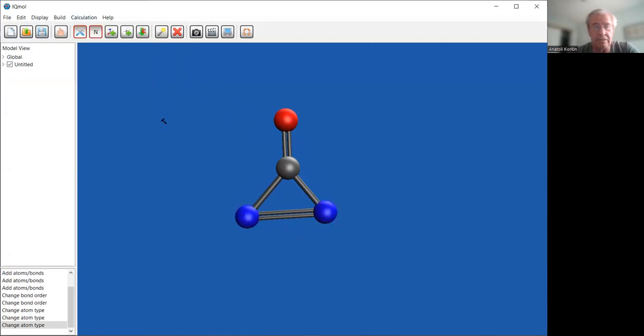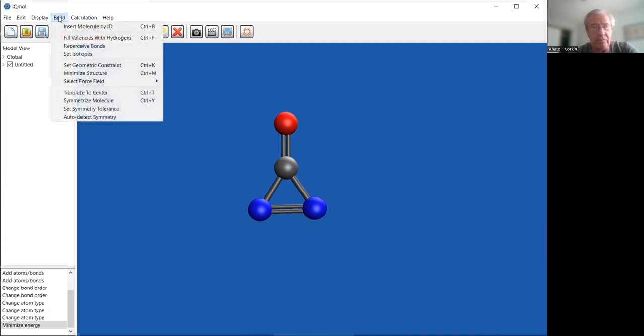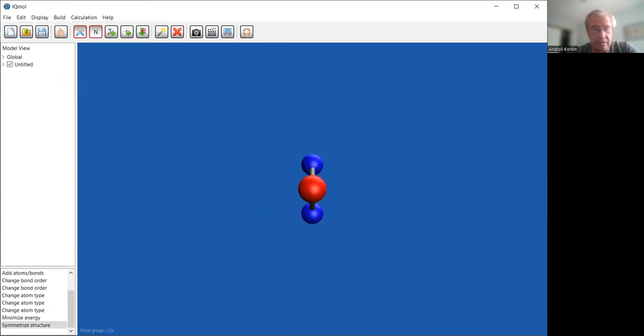Now let's do a preliminary optimization using molecular mechanics. Now we can see if this already has C2V symmetry. For this reason, we click on Build and show the symmetrized molecule. It showed in the bottom left corner that the molecule has C2V symmetry.